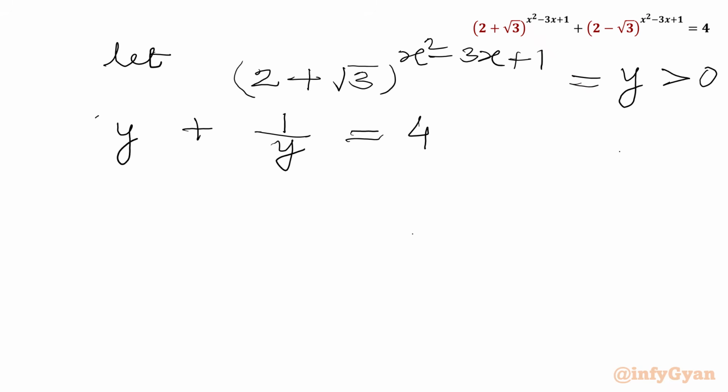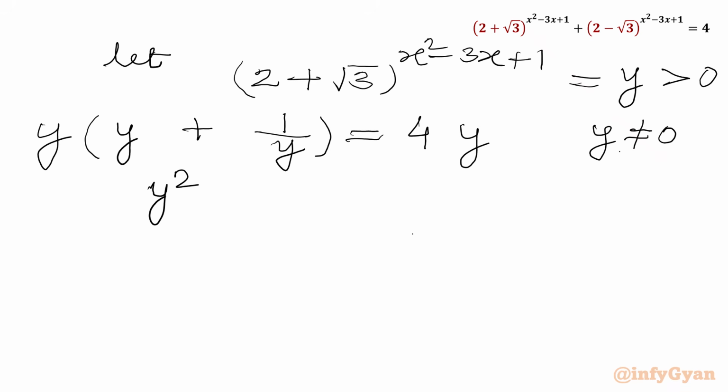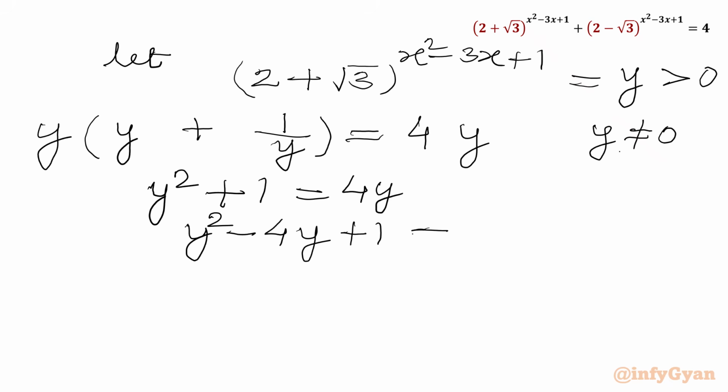Now y cannot be 0, so we can multiply both sides by y. Here y cannot be equal to 0. So we can write y square plus 1 equal to 4y, or we'll write all the terms to LHS and get y square minus 4y plus 1 equal to 0. Now this is one quadratic equation. I will use completing the square method.